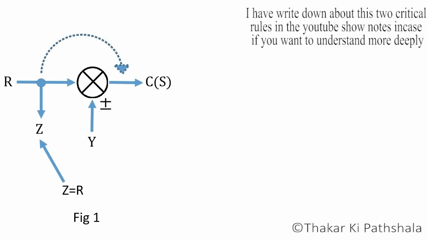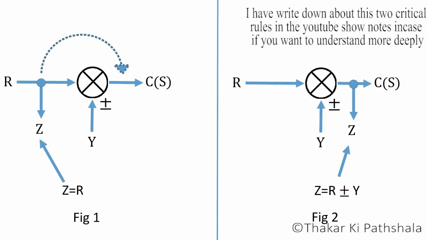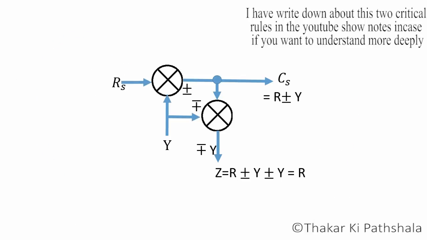If we look at figure number 1, then the output of the takeoff branch is Z equal to R, which is equal to the input. If we move it after a summing point, then the output will become Z plus or minus Y according to the sign assigned to the Y branch. So to compensate this error, if Y is being added to the input, then we have to remove it from the takeoff point's output to get the actual output Z equal to R. And if it is being subtracted from the input R, then we have to add it in the output to make the takeoff point's output Z equal to R.